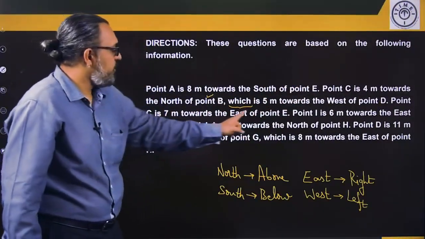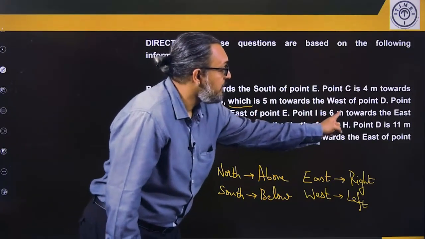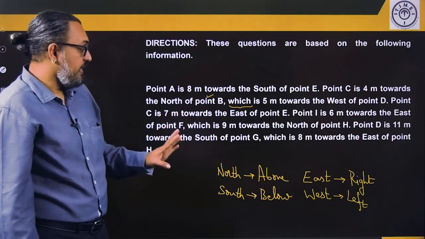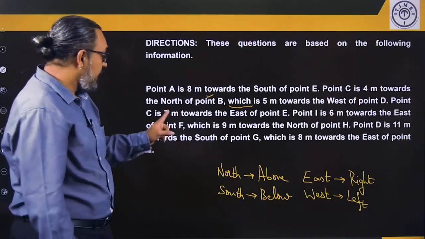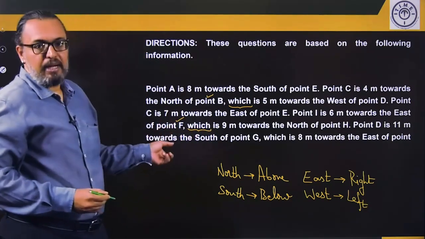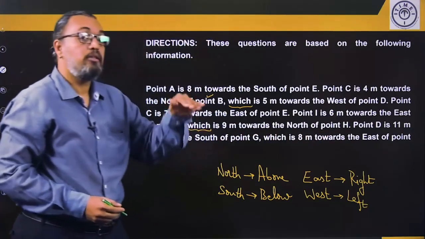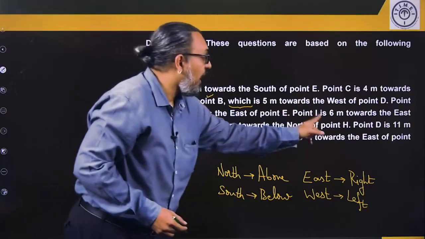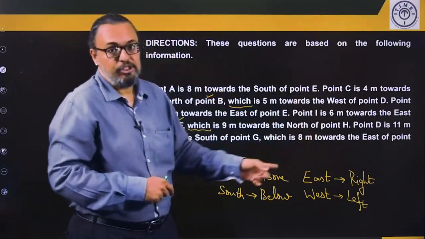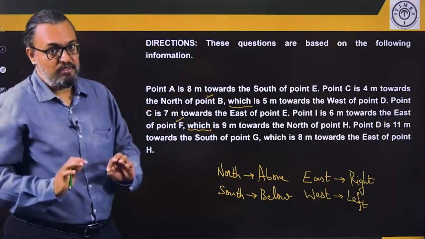Then point C is 7 meters towards the east of E, we have fixed that. Then here point I is 6 meters towards the east of F. Now I don't know where F is, okay? Then again, point F, the parameter immediately before. F is 9 meters towards the north of H, north is above H. Now we have I right side of F and F above H. Now I don't know where I is, where F is or where H is, we'll come to that.